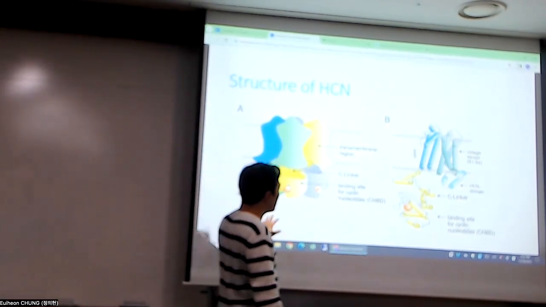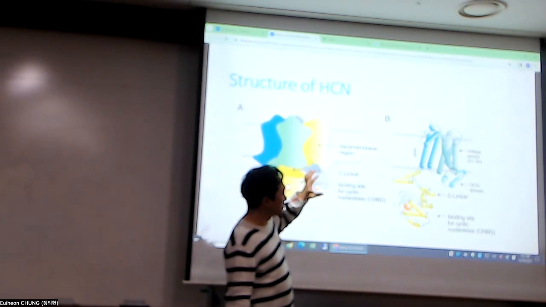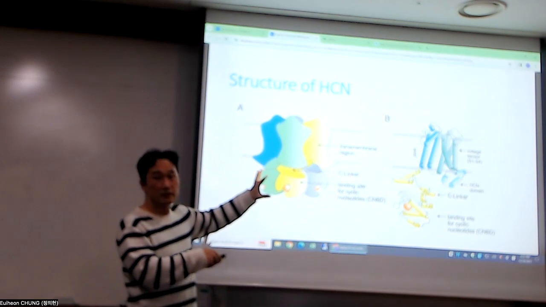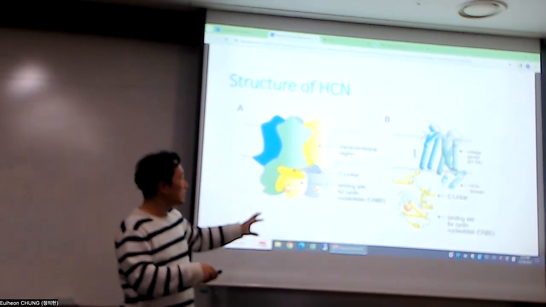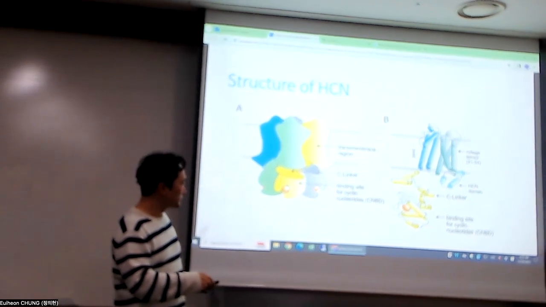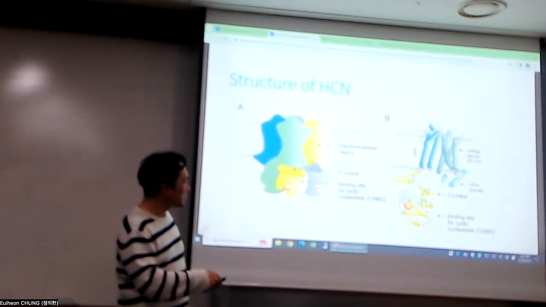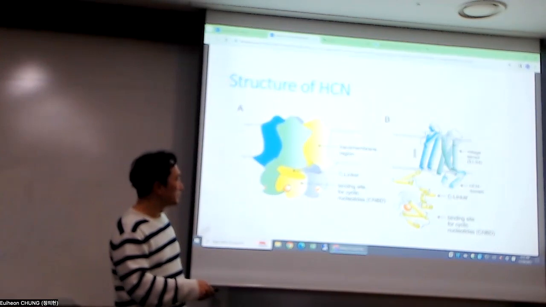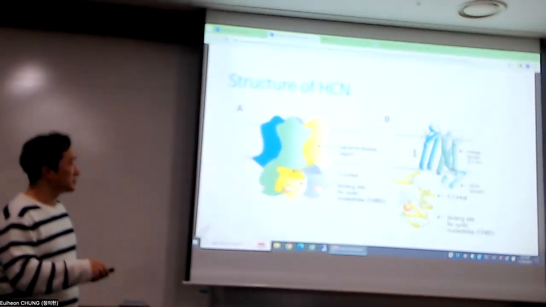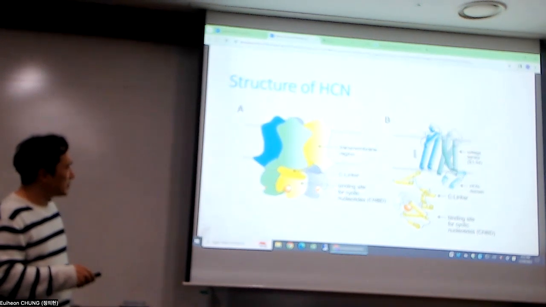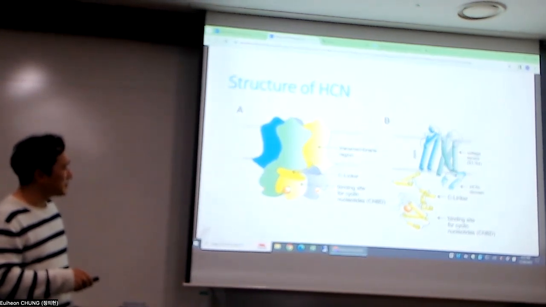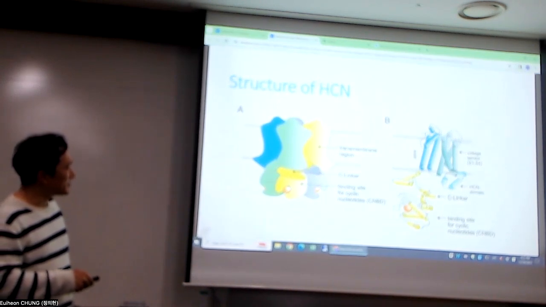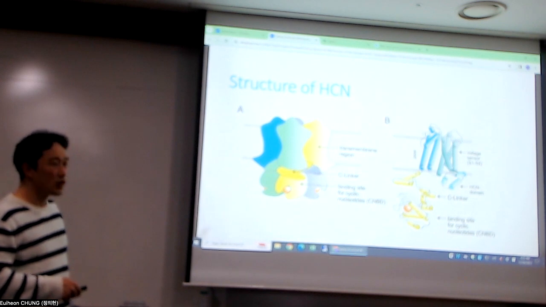The basic structure has three components. First, the voltage sensor, like any other type of voltage channel. Then the HCN domain, and then the C-linker and the cyclic nucleotide-binding domain, the different one inside. So we talk about the transmembrane region first, especially S4. If you look at this transmembrane domain, you can see S4 is different from the other transmembrane domains. What's the difference?